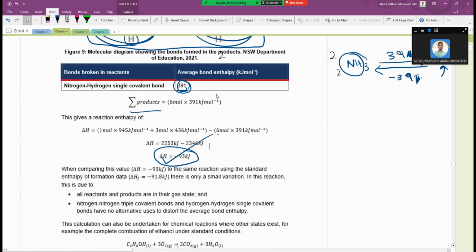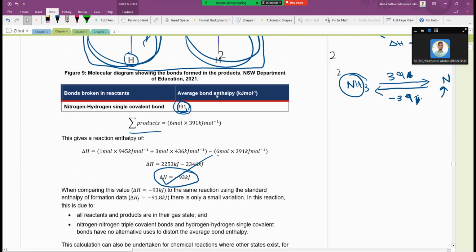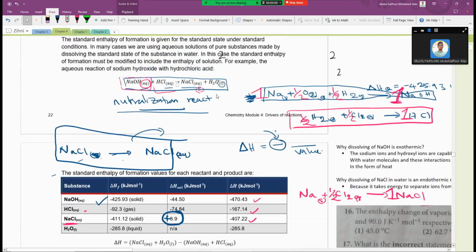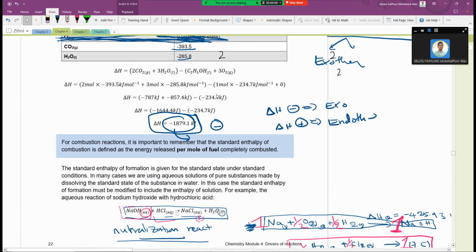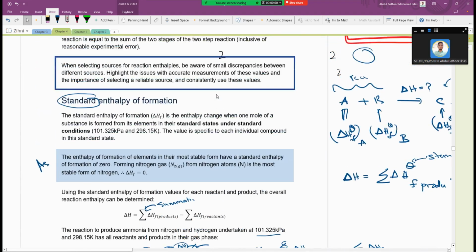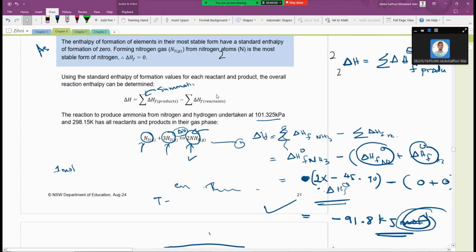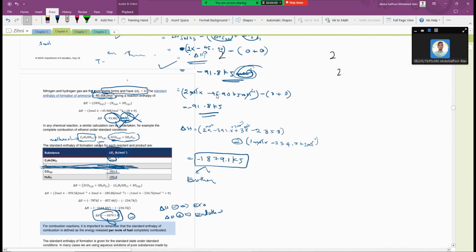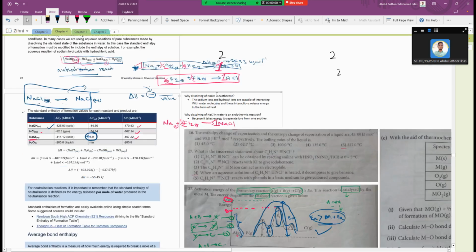Again, the same question can be done. Now we can compare, right? In this method we obtain minus 93 kilojoule, and earlier we got minus 91.8 kilojoule, right? But here 91 only. Why? Because we are using different methods now.